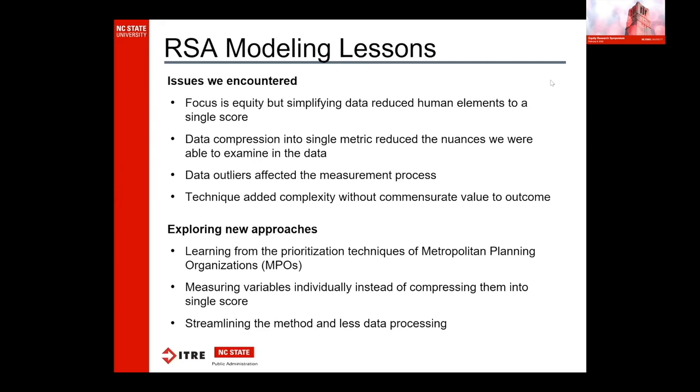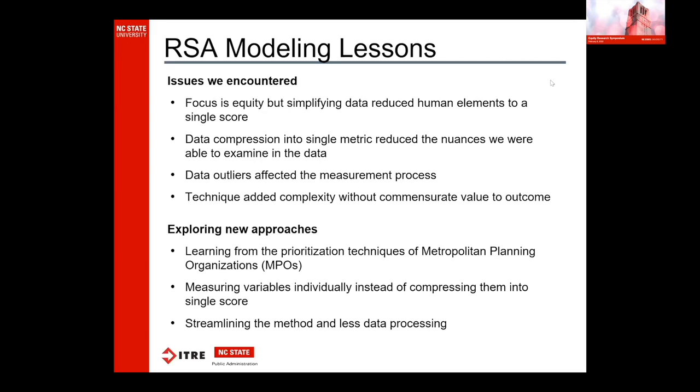So we ended up, like I said, with a really simple measure, sort of an average value within our buffers, but there was probably too much complexity and a little bit of opaque method really that went into arriving at those scores. So from there, we started exploring new approaches.